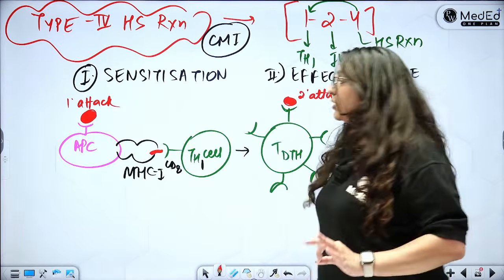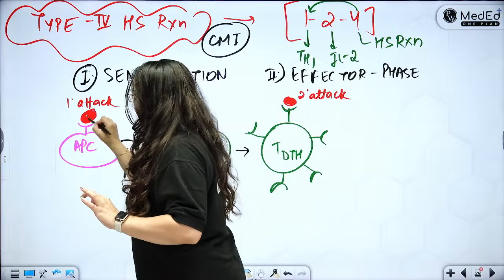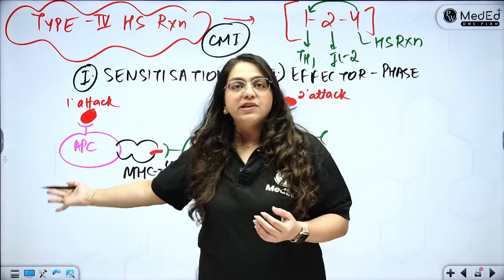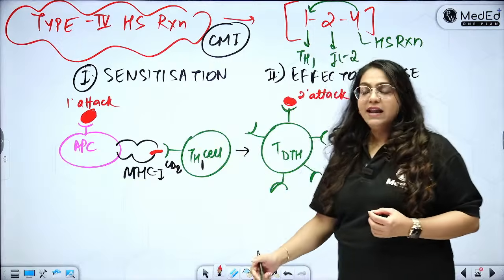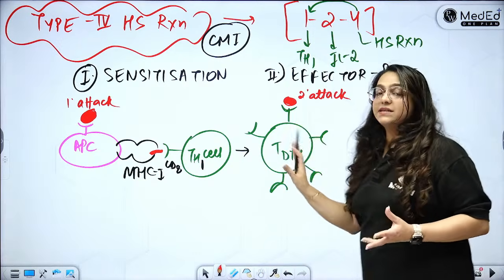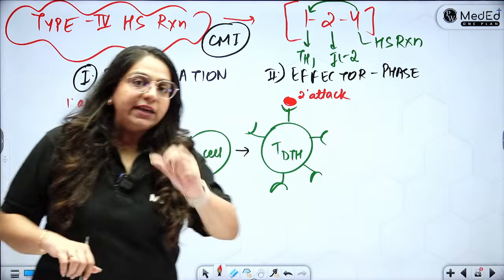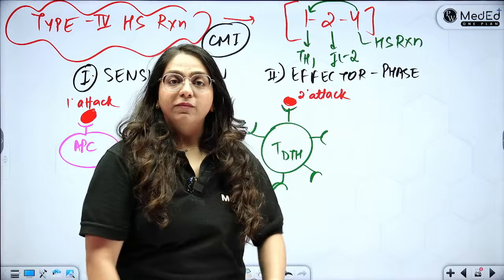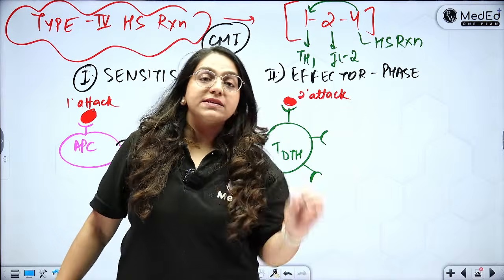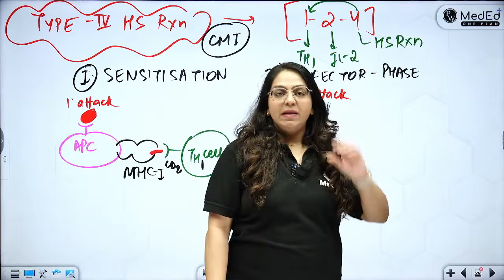For the first time in your life, when Mycobacterium tuberculosis entered your body, it was shown by an antigen presenting cell to a T helper 1 cell. The T helper 1 cell had become a sensitized delayed type hypersensitivity cell. Now in my lab, I took a TB antigen and injected it in your forearm. What is that? Mantoux test. What is the basis of the Mantoux test? Delayed type hypersensitivity reaction.